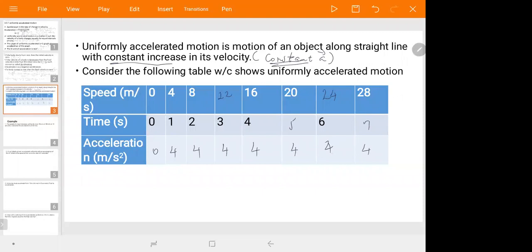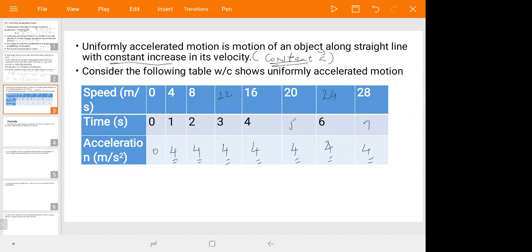Have you seen the acceleration of the given motion is constant or not constant? It is constant. At any point, the acceleration gives you 4 meters per second square, okay? Therefore, this is one type of uniformly accelerated motion. This motion is uniformly accelerated motion.